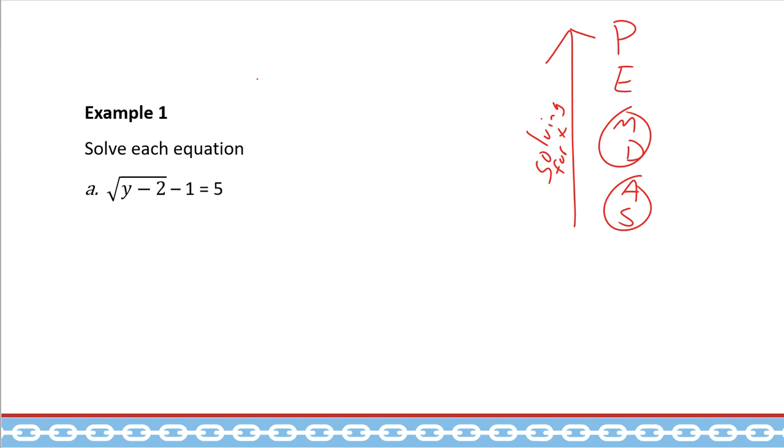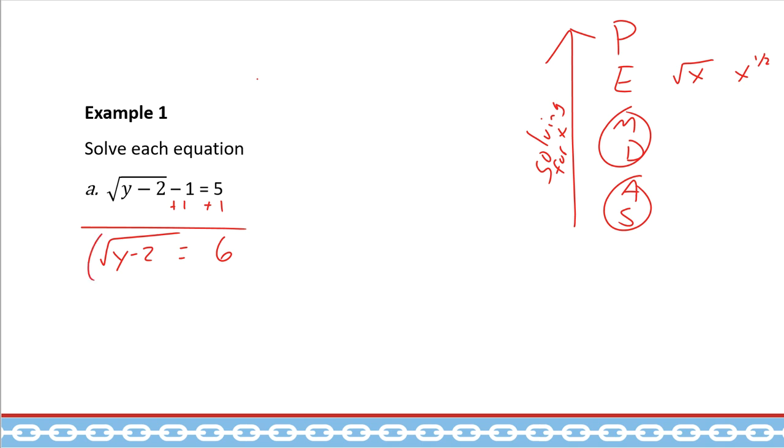Our radicals are included with exponents, because the square root of x, for example, would be the same as x to the 1/2. So we are going to work to isolate this radical, and then we solve from there. So the first thing I need to do is add away this 1. That gives me square root of y minus 2 equals 6.